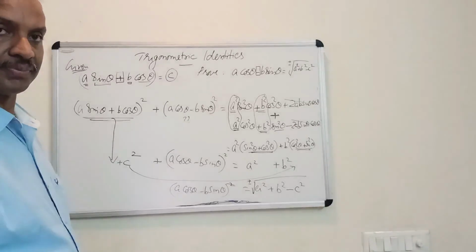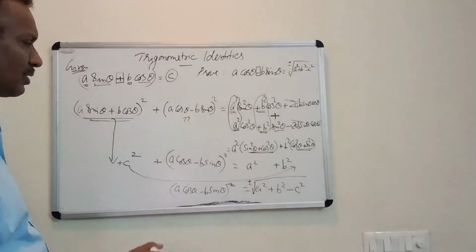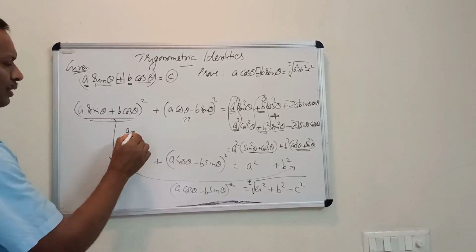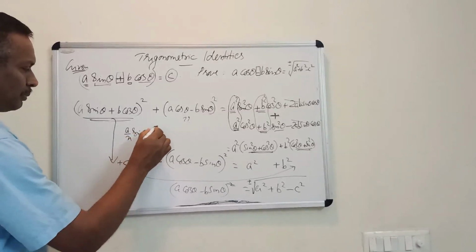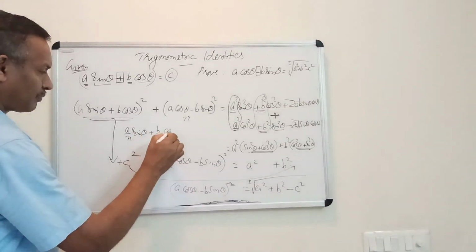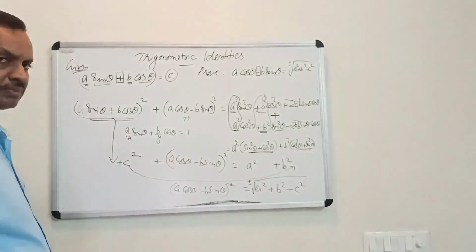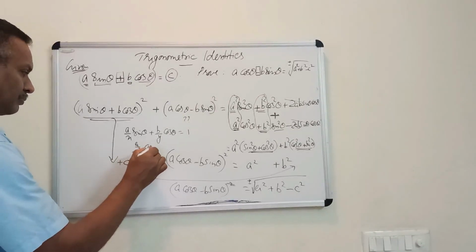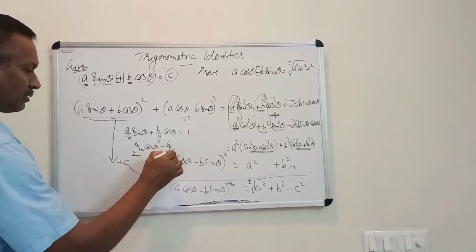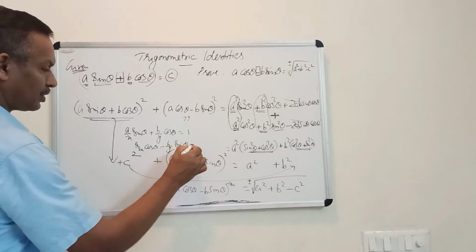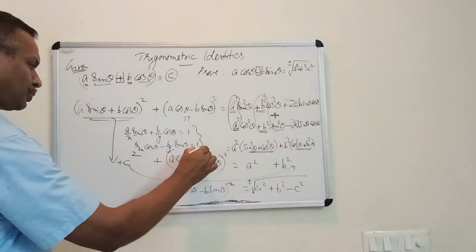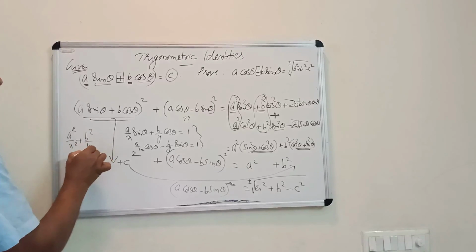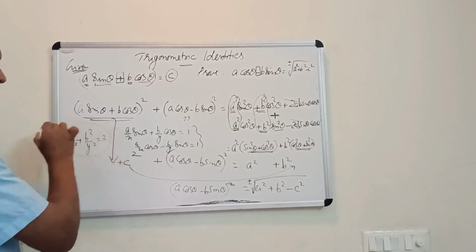So this is that. And many questions of this type are there. I will write some more examples. a by x sin theta plus b by y cos theta is equal to 1, and a by x cos theta minus b by y sin theta is equal to 1. Using these two, you have to prove that a square by x square plus b square by y square is equal to 2. This also follows the same rule.